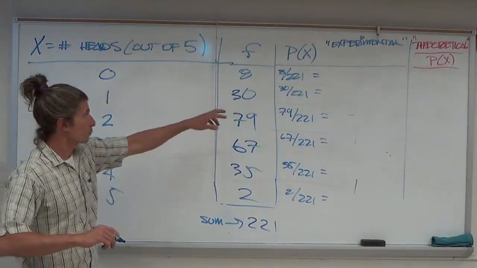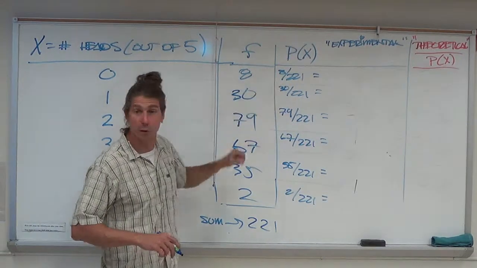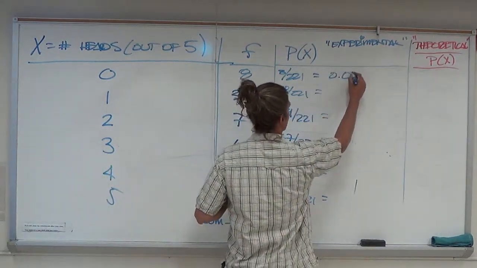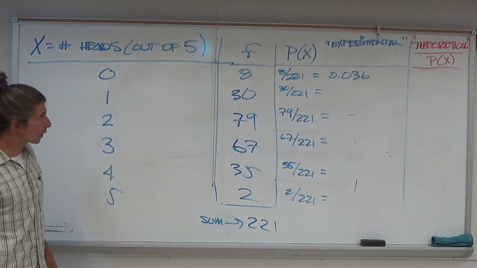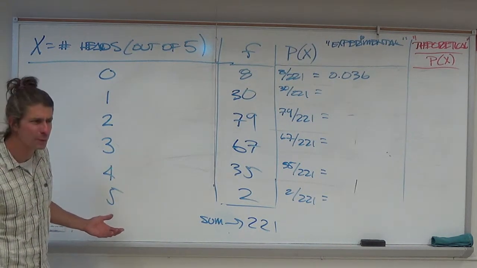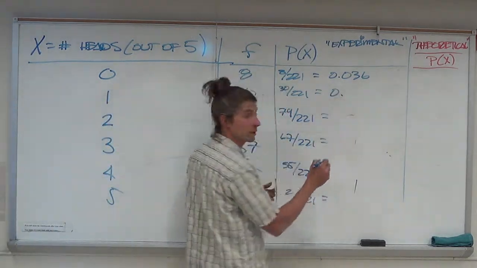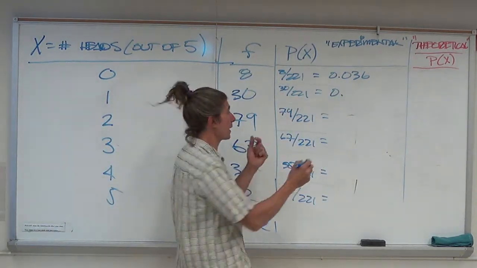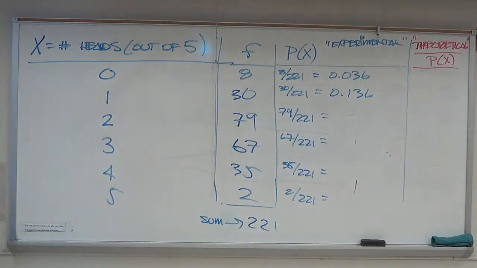What do we got for this? 0.036. How's that sound? Yes, beautiful. How about 30 out of 221? Maybe 12, 13%? 0.136. 13.6. Say that again. 0.136. Thank you. And if you guys want to go with percentages, just move the decimal 2 places over and call it a percentage, right? 3.6%, 13 points. That's what you were saying. Brittany, thank you.